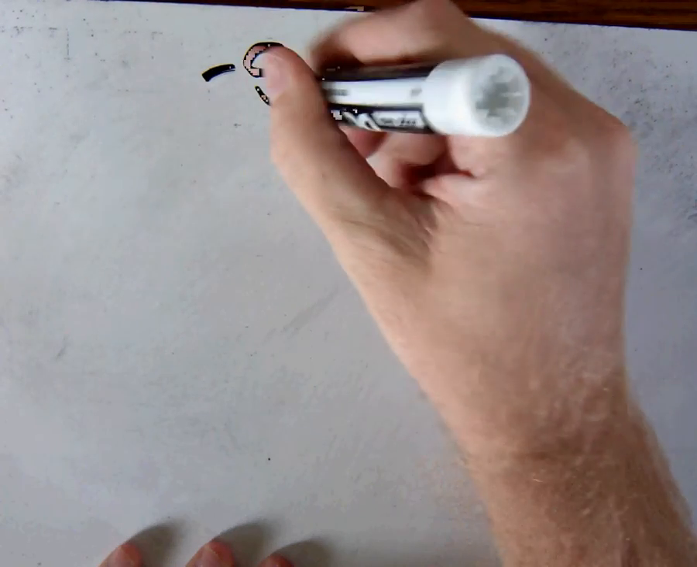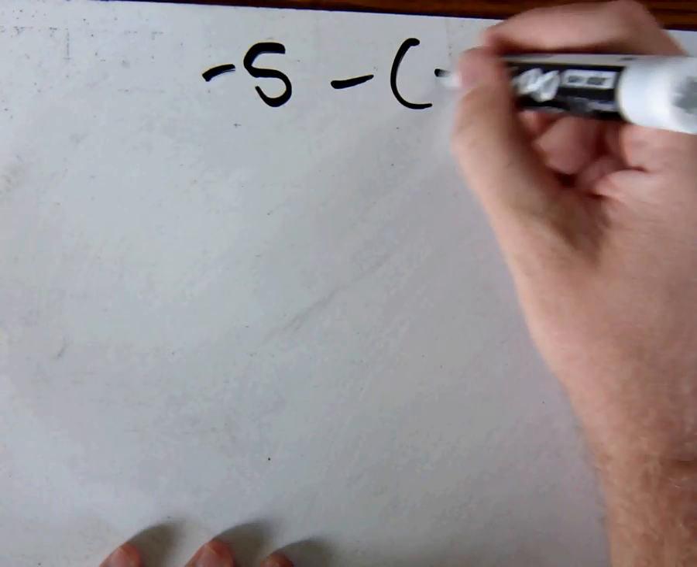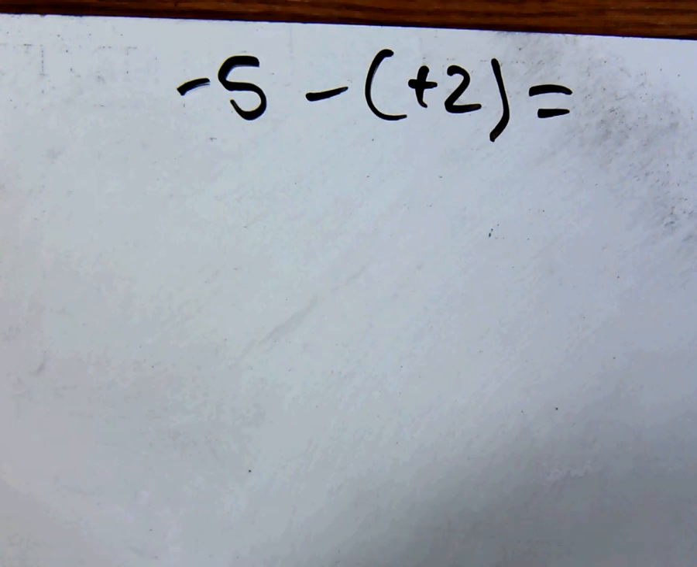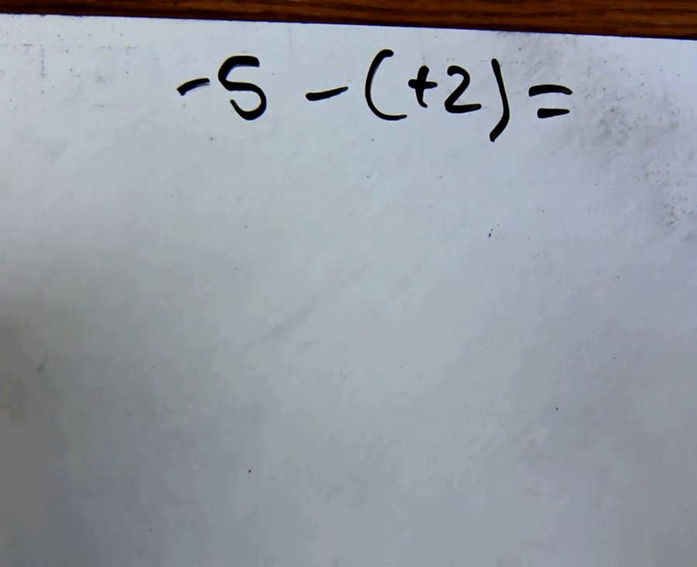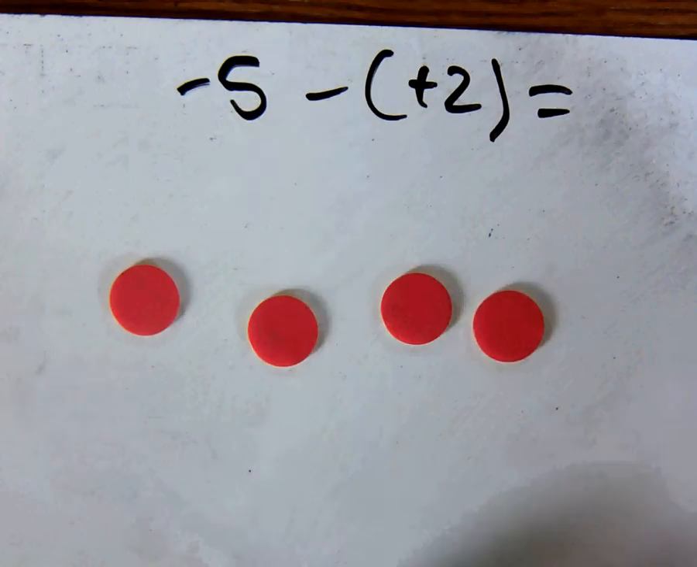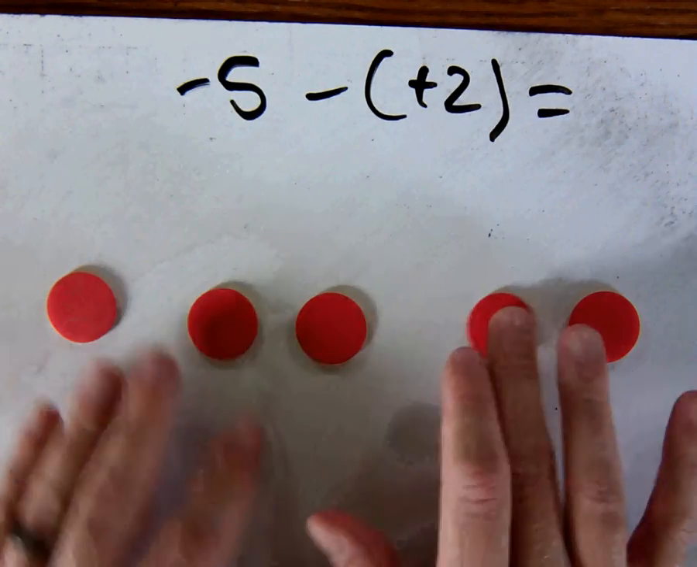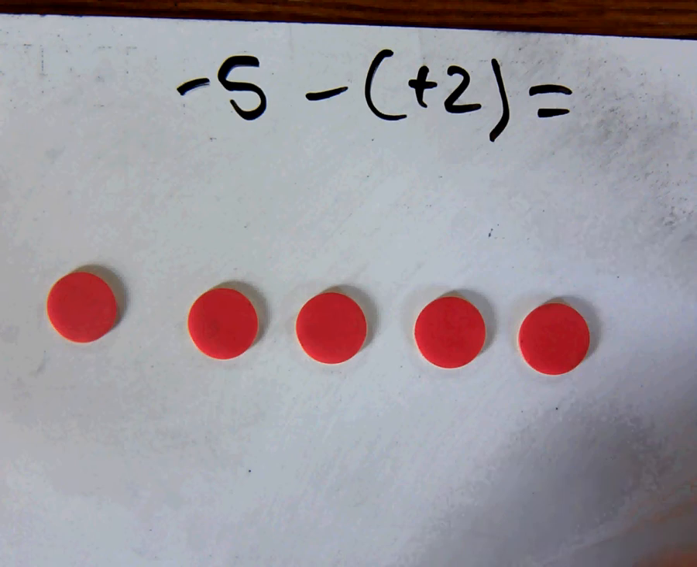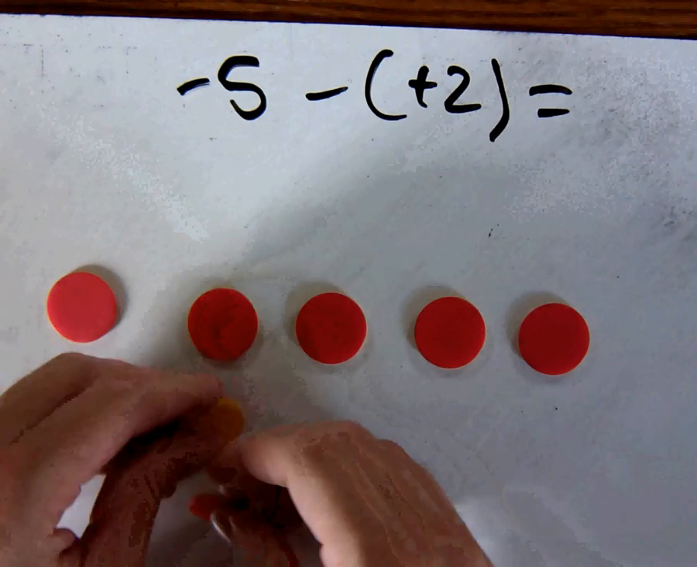Let's do the next example. We have negative 5 minus positive 2. Figure out what that equals. So start out with negative 5. Now I want to subtract positive 2, but I do not have any positives to subtract. So the way that we make this work is we're going to put a zero pair on the board.